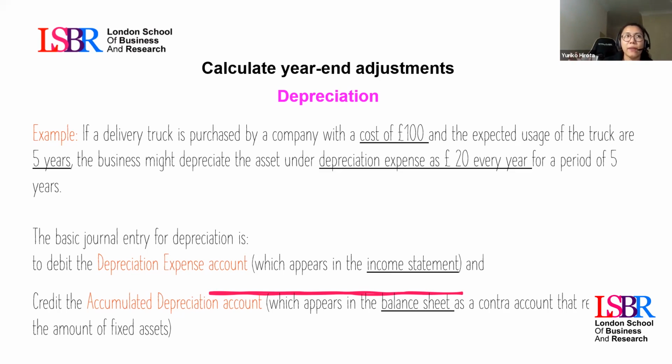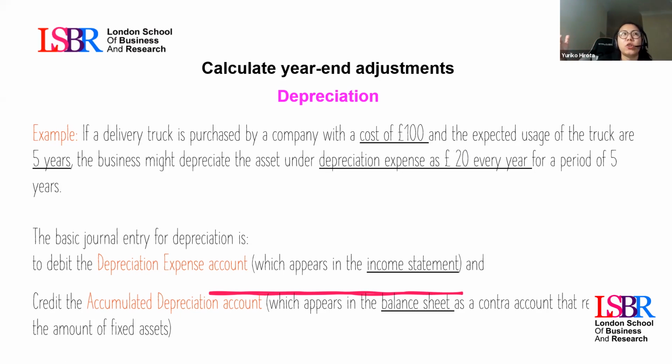Totally, the 30 pounds that we will receive if we sell the truck in year number six, for example. Or if we decided to sell the truck in year number three, for example, it means that we decrease the value, the 100 minus the 60 pounds, 20 each year, and maybe the value of the truck at that moment would be 40.